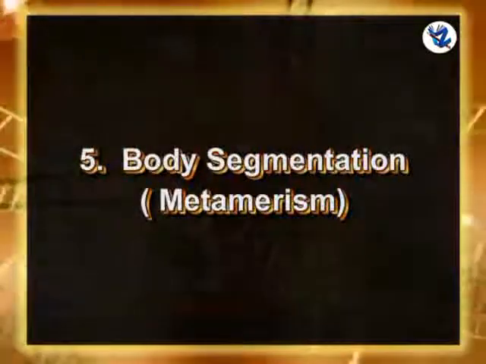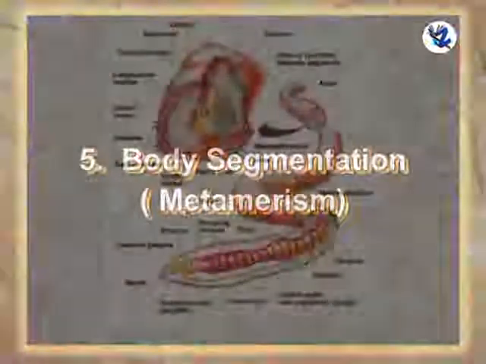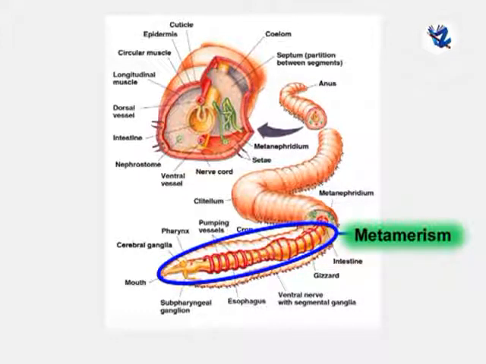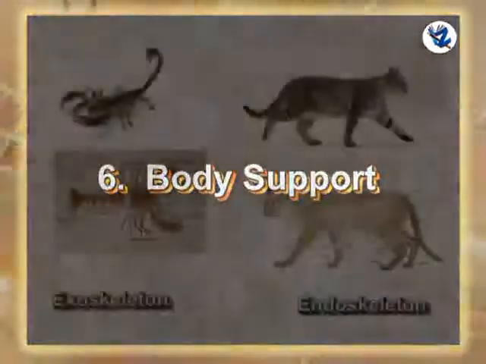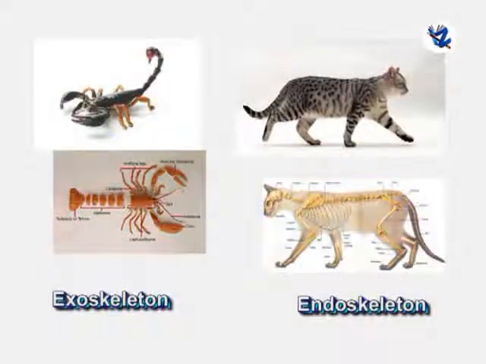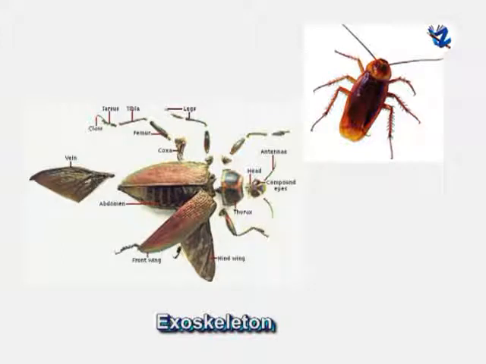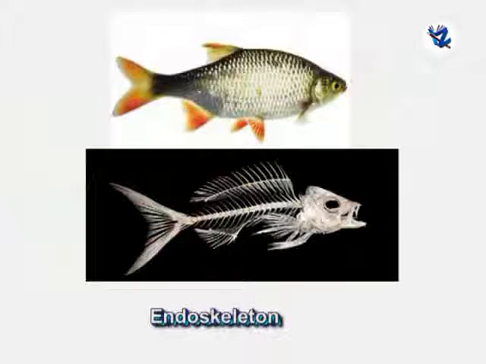Then body segmentation or metamerism. Series of successive units of segments are arranged along the length of the body of the animals. Such arrangement is called metamerism. Then body support. The skeleton is in two forms, that is exoskeleton and endoskeleton. Exoskeleton gives support from the outside of the body, while endoskeleton gives support from the inside of the body.